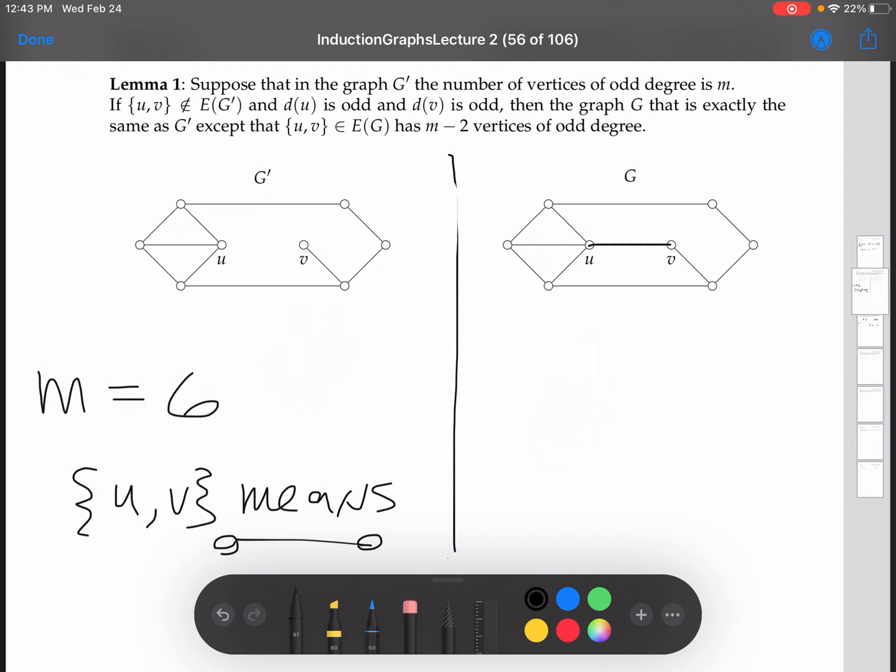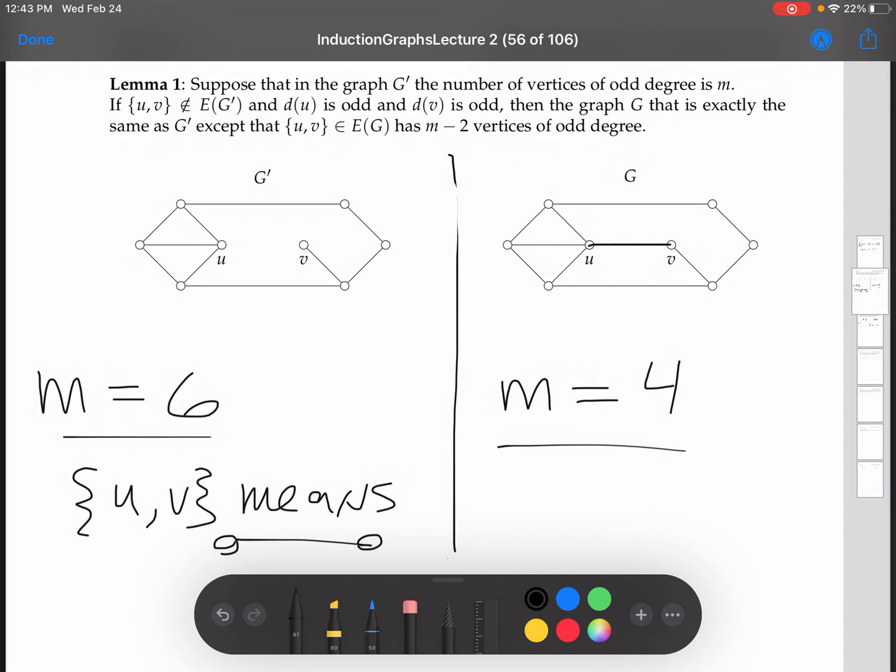So if we add an edge between two vertices that don't have an edge between them to create a new graph, and both of those vertices that we added the edge between had odd degree, then the number of vertices of odd degree goes down by 2. So if we were to go through and count the number of vertices of odd degree over here, we'd find that it was 4. The number of vertices of odd degree over here we found was 6, but now if we count them over here, it's going to be 4. So why is that?